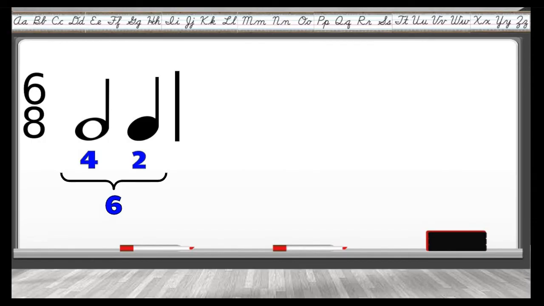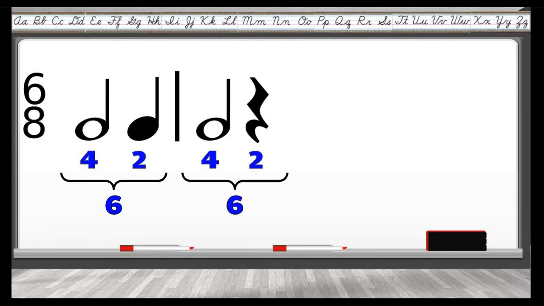For the second measure, let us start with a half note again, then a quarter rest. 4 plus 2 is equal to 6. Now that we have 6 beats, let's put a bar line again to separate the second measure to the next measure. For the third measure, let's have a quarter note, which has 2 beats.